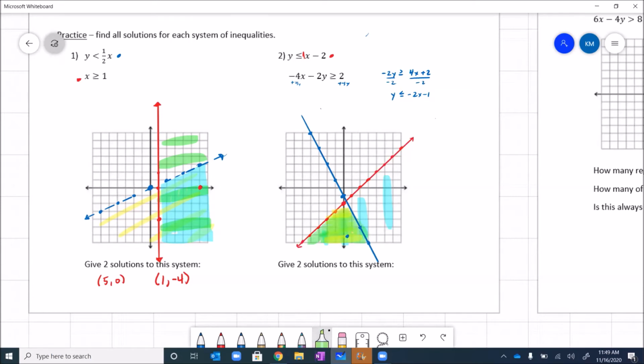Okay, and so I can write a couple solutions, (0, -6) would be a solution, (-2, -5) would be a solution. Again, there are more than that, but solutions are where those shaded areas are.